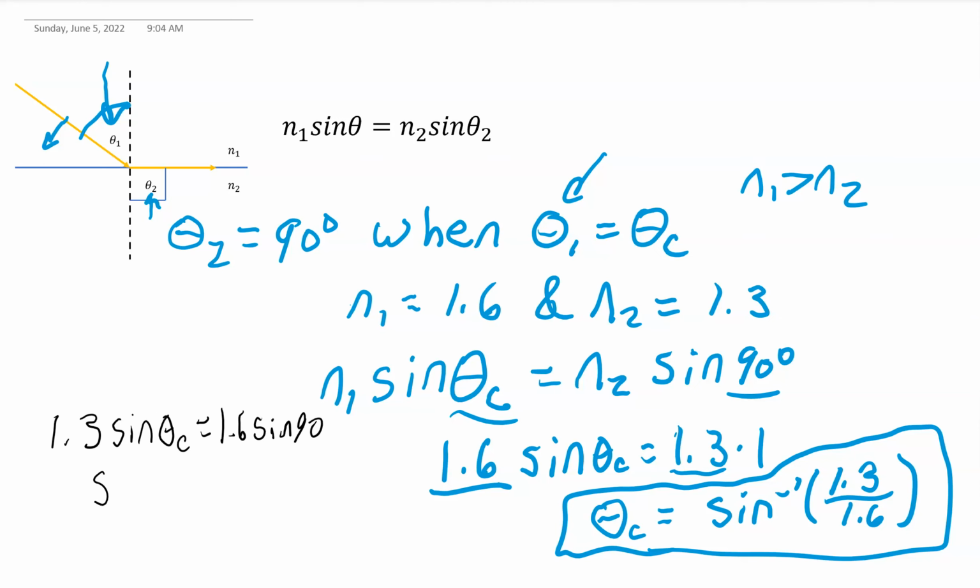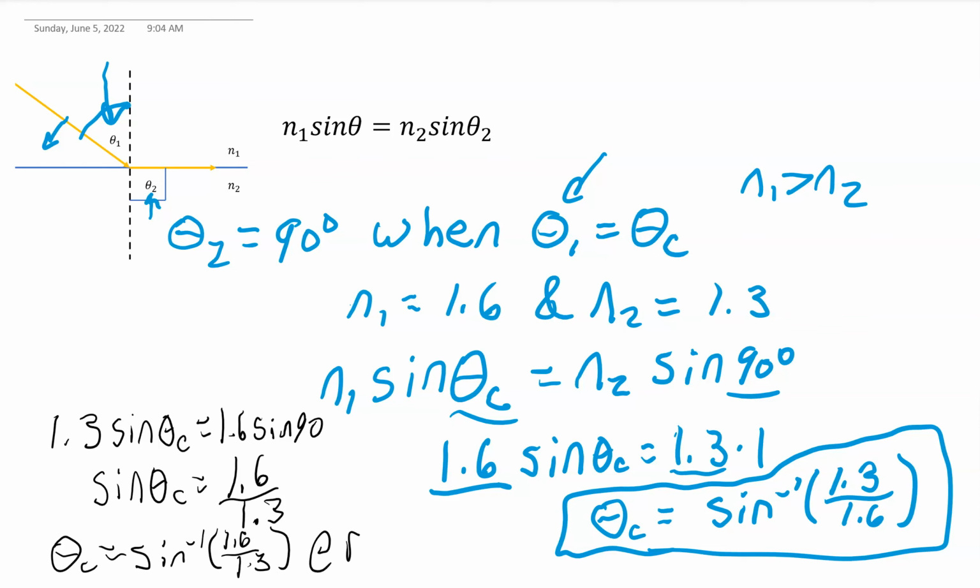Well, then in that case, you would have the sine of theta critical equals 1.6 divided by 1.3. And if on your calculator you tried to solve this for theta critical equals sine to the minus 1 of 1.6 over 1.3, your calculator would say error. And it's not because the physics is wrong or you've made a numerical mistake. It's because the sine of theta is always less than 1. This is bigger than 1. So this is not possible.